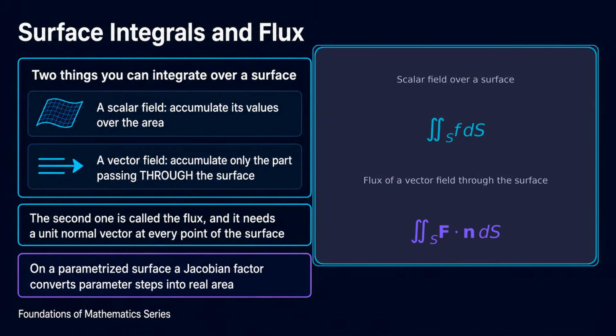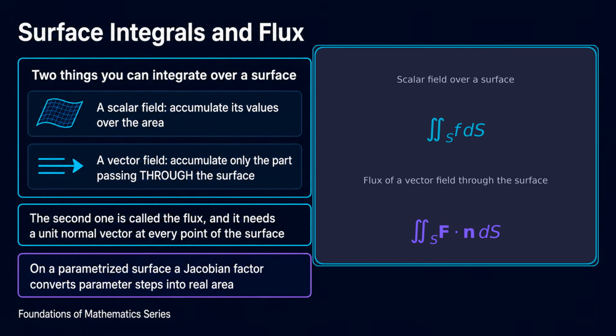Move up a dimension. There are two things you can integrate over a surface S if you have a scalar field f. The surface integral of f over S accumulates its values over the area, which is the direct analog of the scalar line integral. If you have a vector field f, the useful quantity is the integral of f dotted with the unit normal n over the surface. That is called the flux, and it measures how much of the field passes through the surface rather than sliding along it.